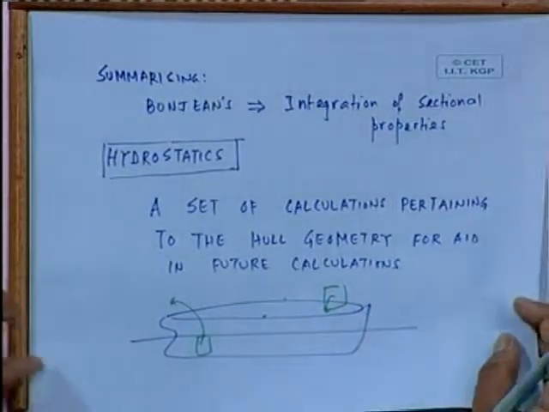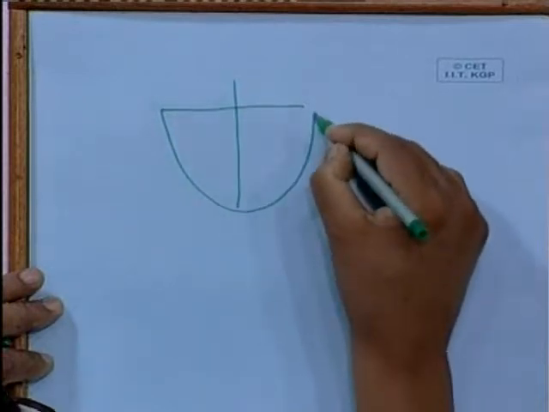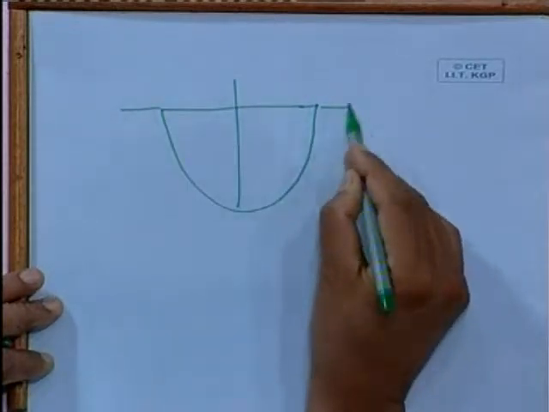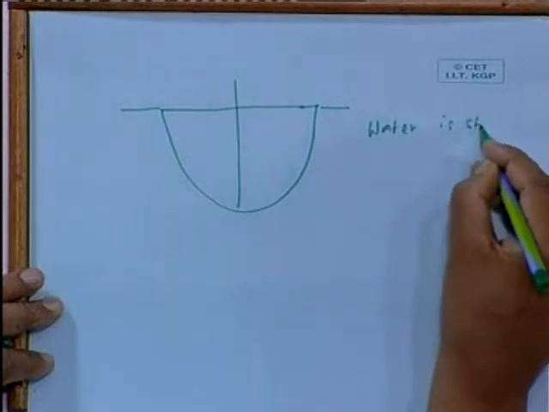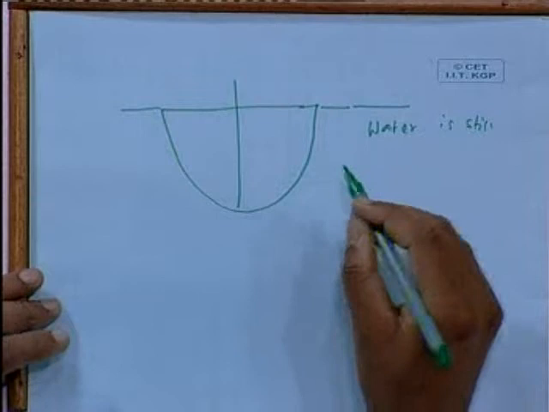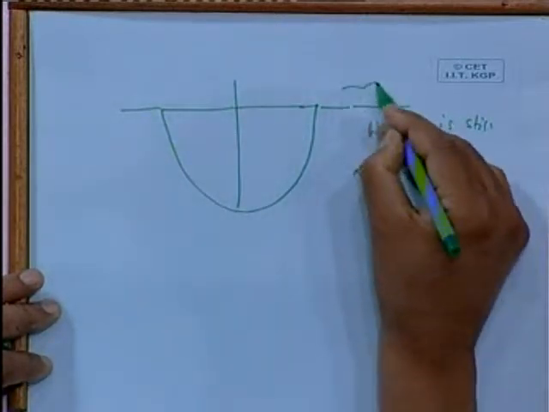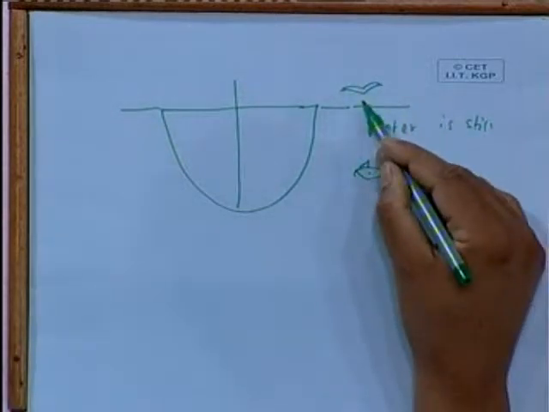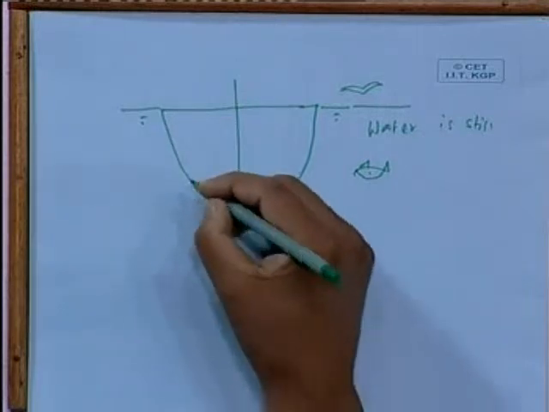I like to give a bit more basic information which I give in the other classes, because you may not see this generally. See, if you take a section of some body, this is water. Water is still. This is actually air, this is water. In my class I like to put it this way, a bird and a fish, to show that this is water and this is air.